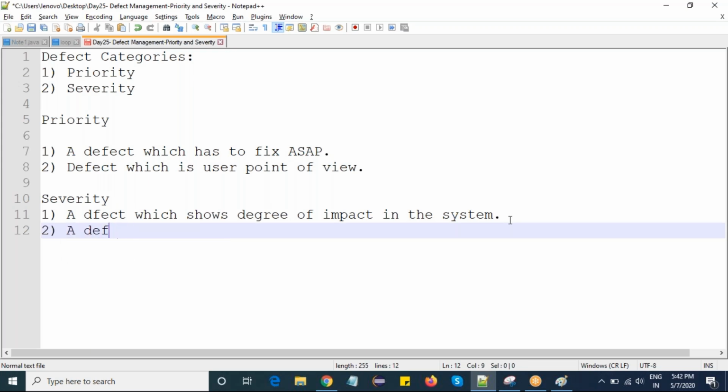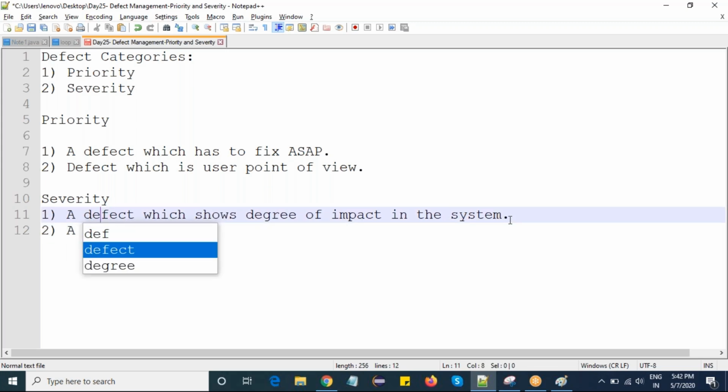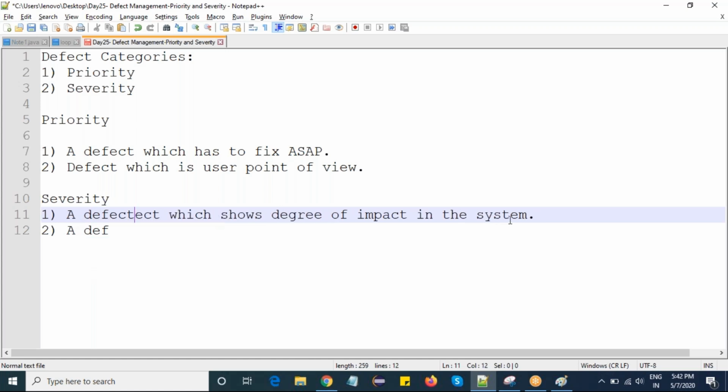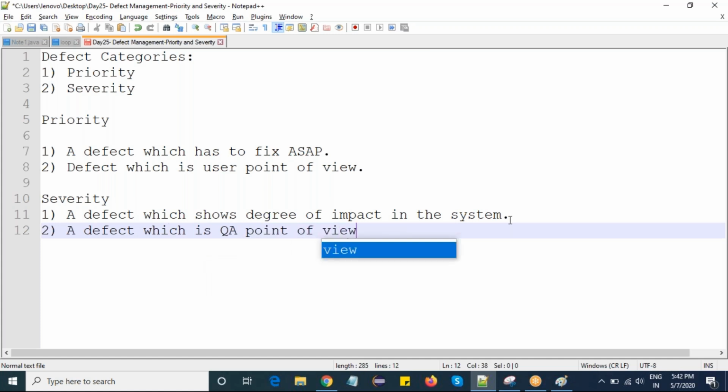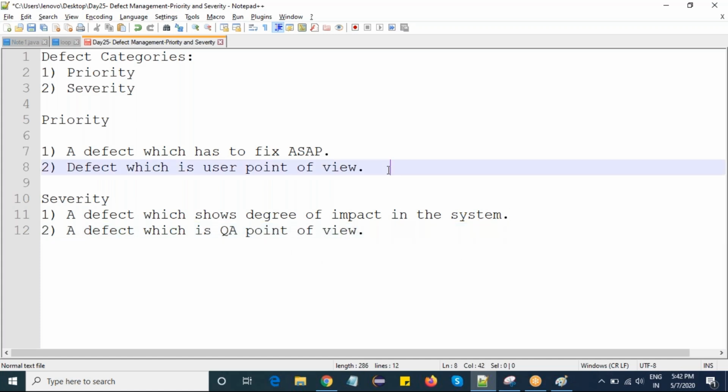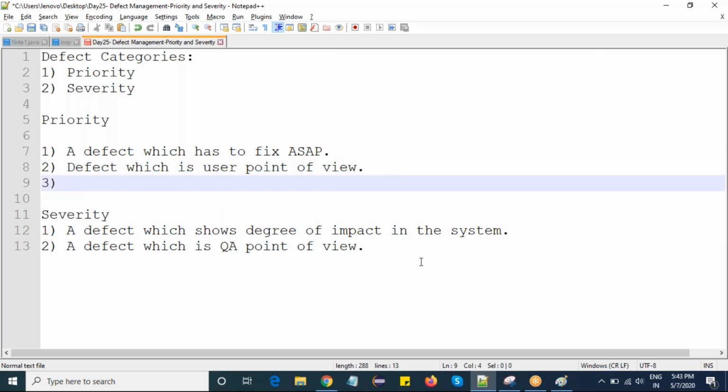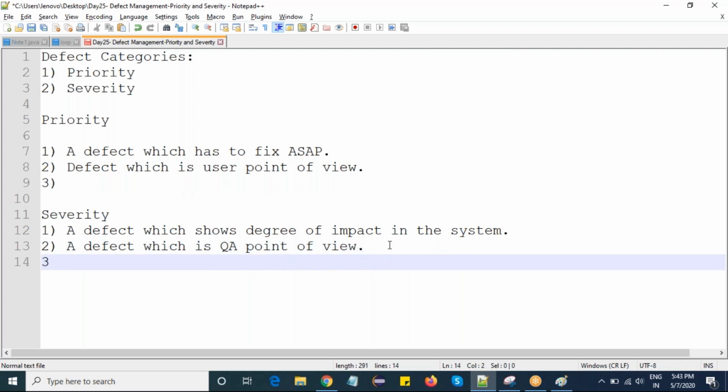The second one, a defect which is from the QA point of view. Obviously, who are checking the system? We are the people who check the system, right? The third also, any guess? This means the defect is occurred on the user side only, right?